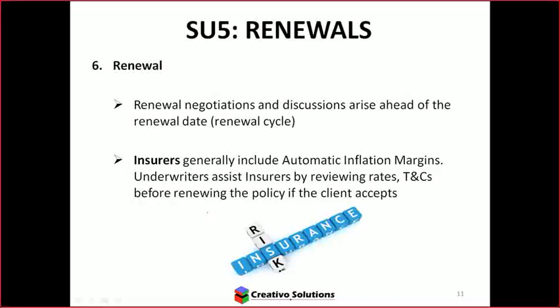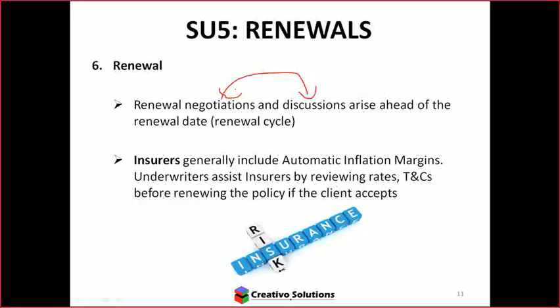Well, then just a note about the renewal. Renewal negotiations and discussions are done ahead. We know that, we spoke about that. Okay, remember, you have as much leverage as your insurer to negotiate and to discuss. So don't ever feel that just because you're the insured and you're dealing with these large corporates or big companies that you don't have any say. You as the client always have a say, right? Because remember, at the end of the day, the client makes up the business. And it's very competitive.